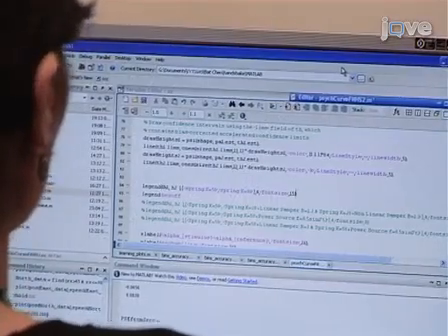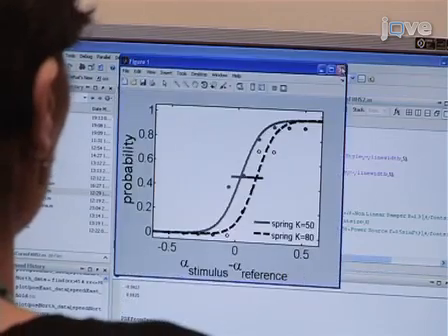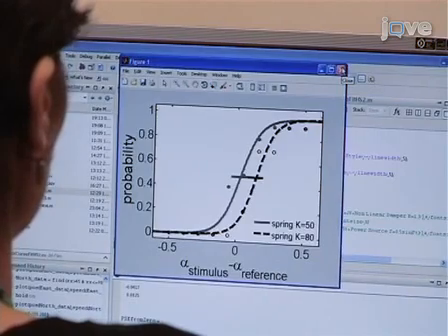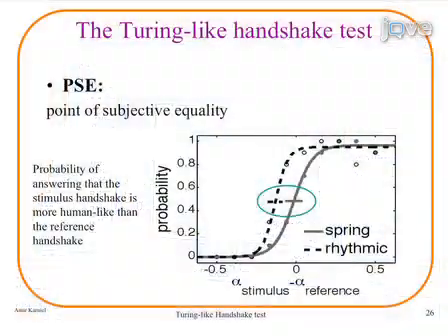Upon completion of the 10 experimental blocks, a logistic psychometric function is fit to the answers of the interrogator, as described in the accompanying article. The resulting curve displays the probability of the interrogator to answer that a stimulus handshake is more human-like than the reference handshake, as a function of alpha stimulus minus alpha reference.